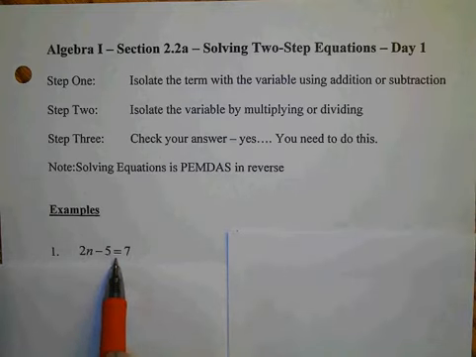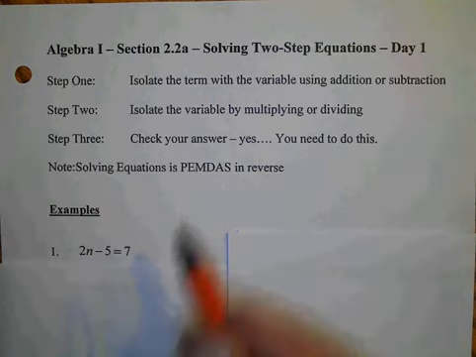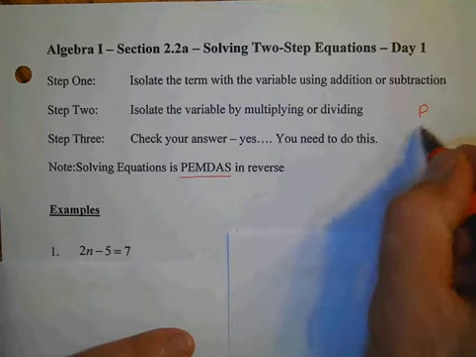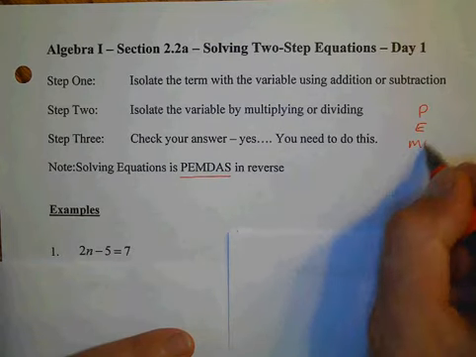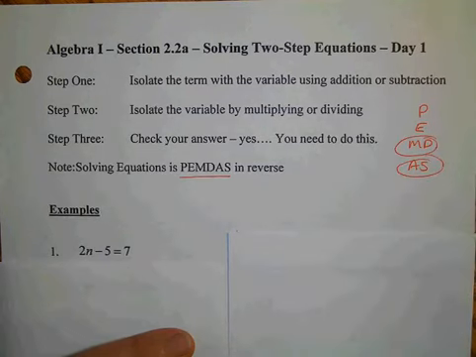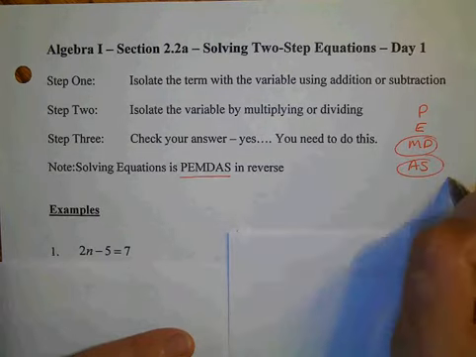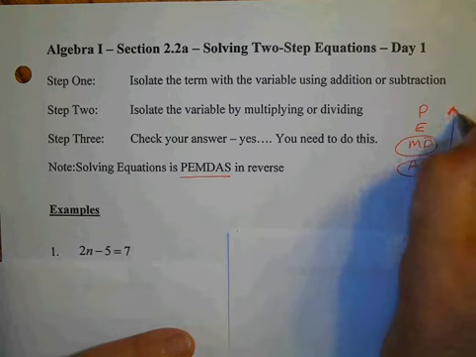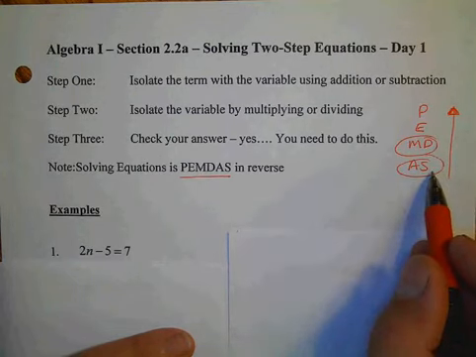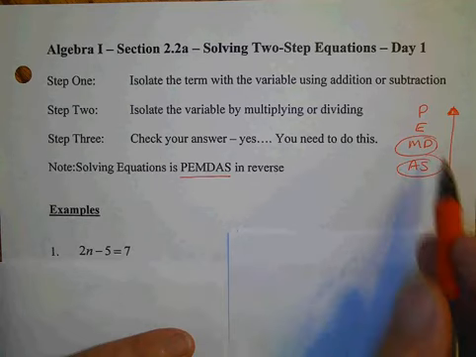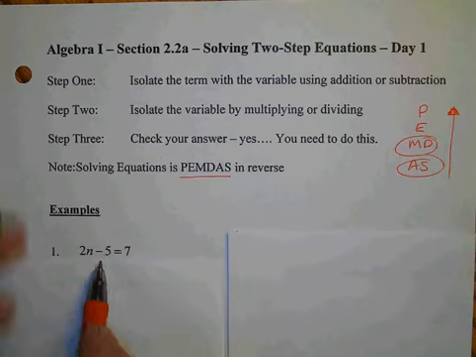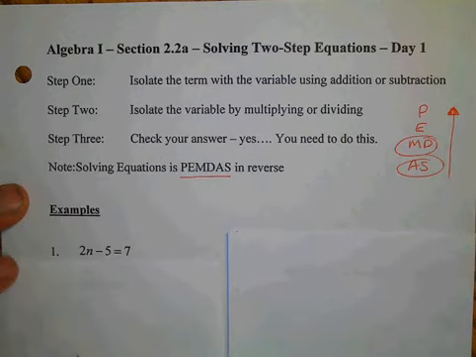As we look at a two-step problem, we're going to have to think of what PEMDAS stood for. And remember, when we were simplifying expressions, we always wrote PEMDAS in a vertical format with multiplying and dividing together on the same line. When we're solving an equation, we are going to do PEMDAS in reverse. In other words, we're going to do the adding and subtracting part first, then the multiplying and dividing portion of the problem.